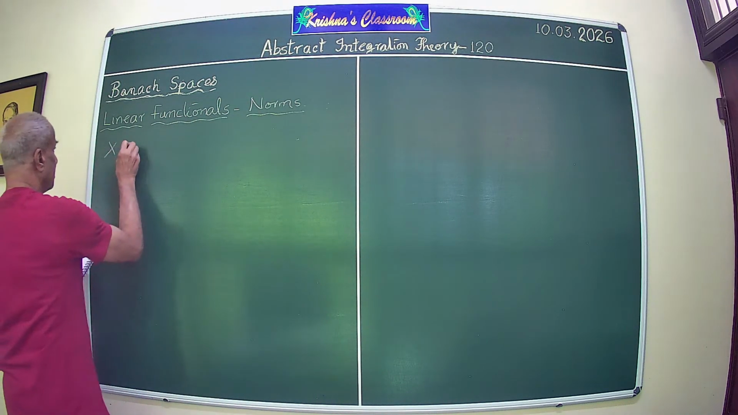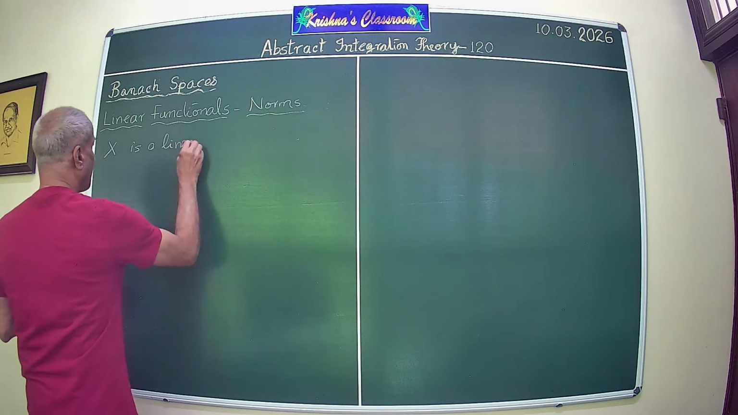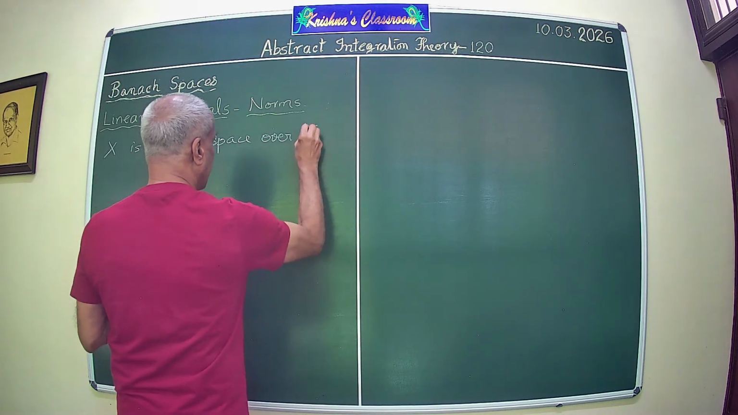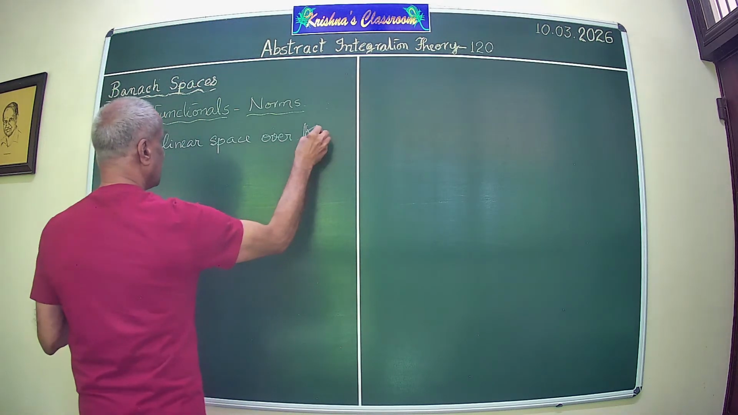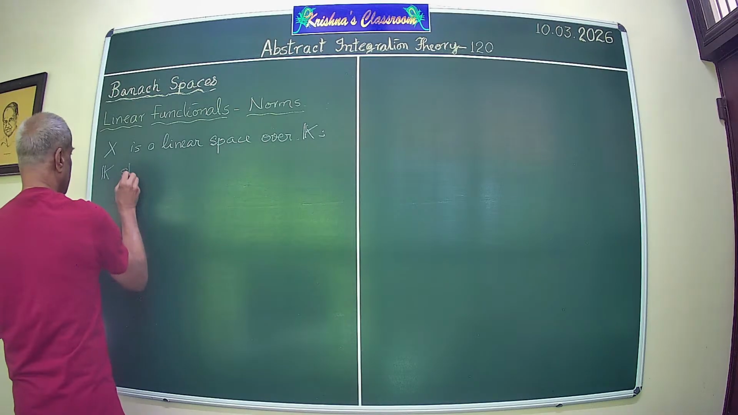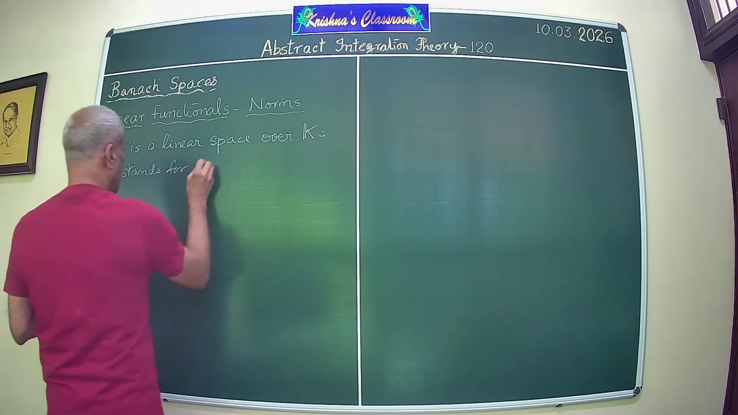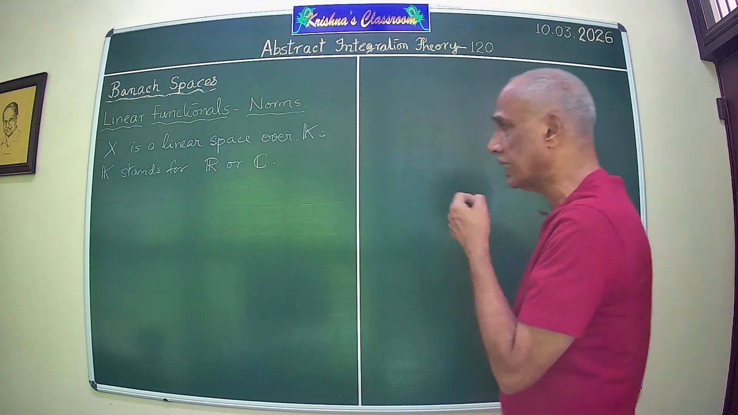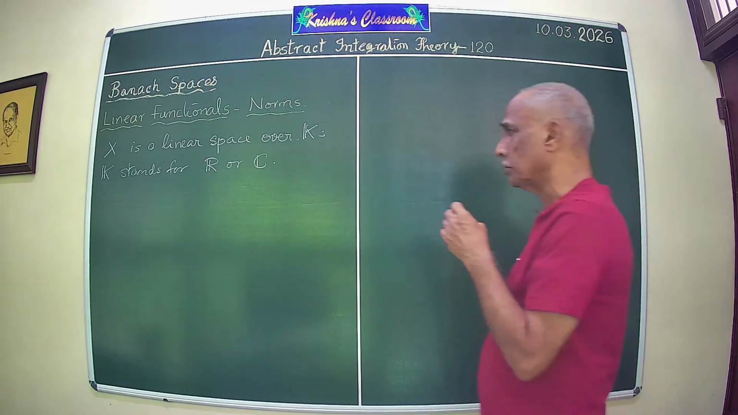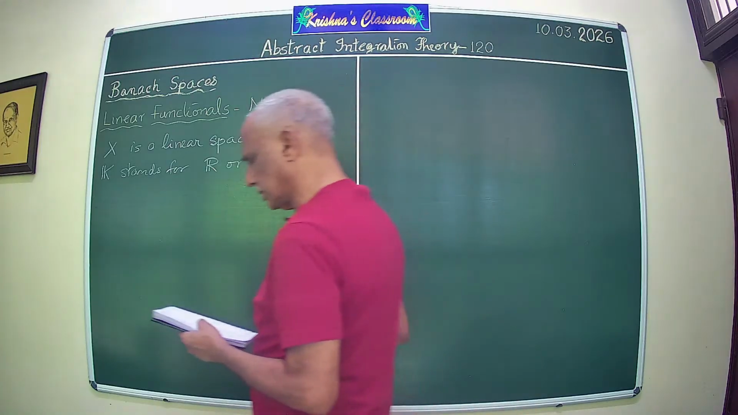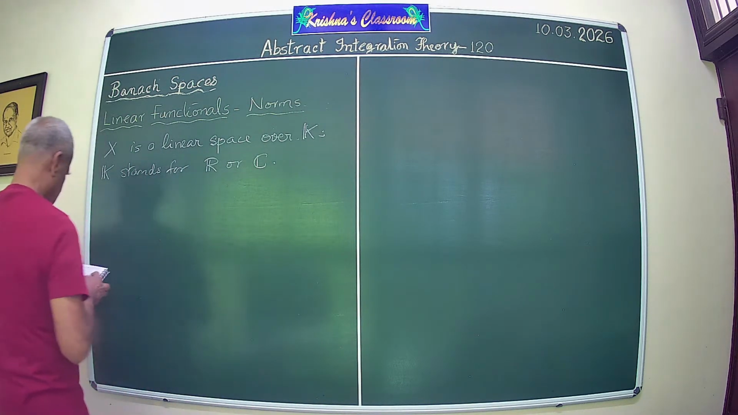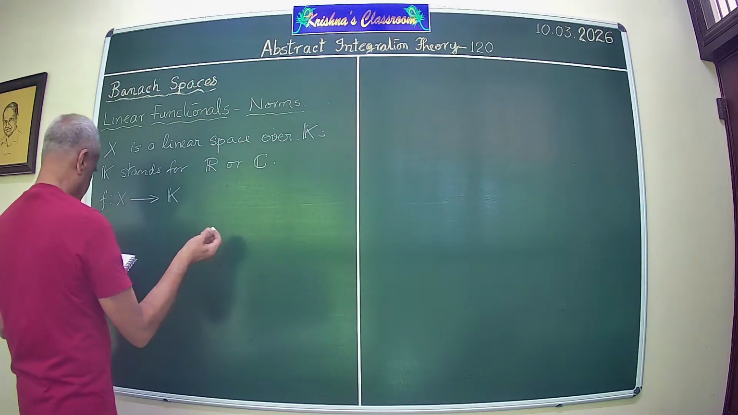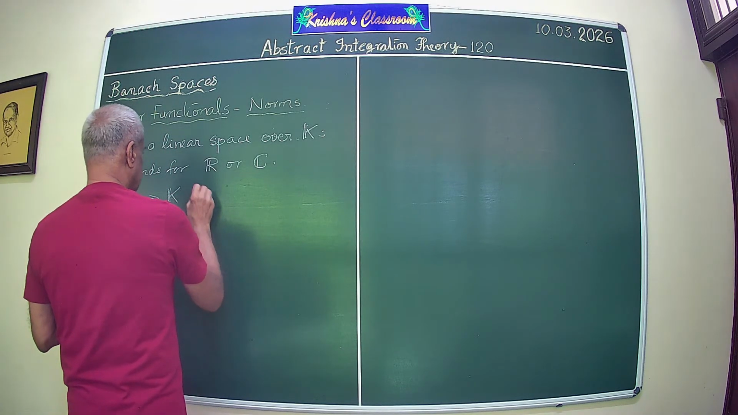So X is a linear space over K. K stands for R or C. If the associated field is R, then we call it a real linear space, or if it is C, then we say it's a complex linear space. Now f from X to K is a linear map.